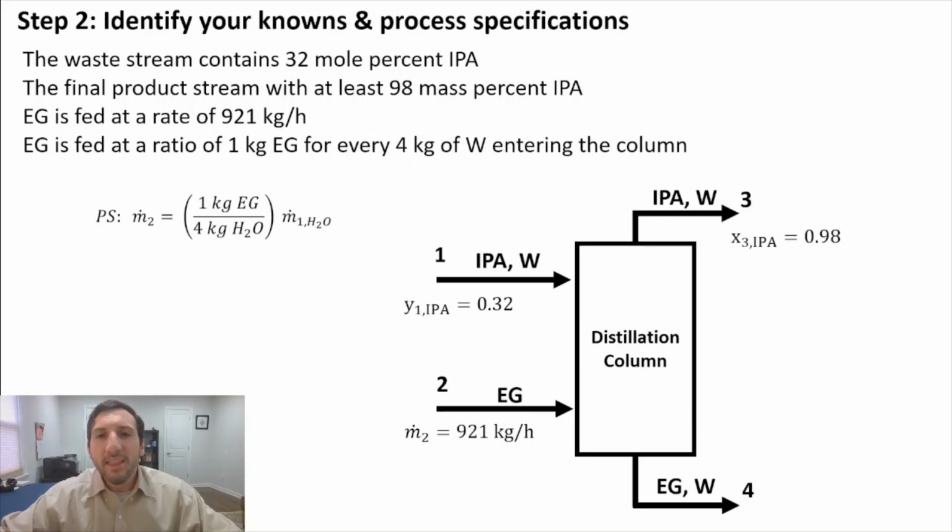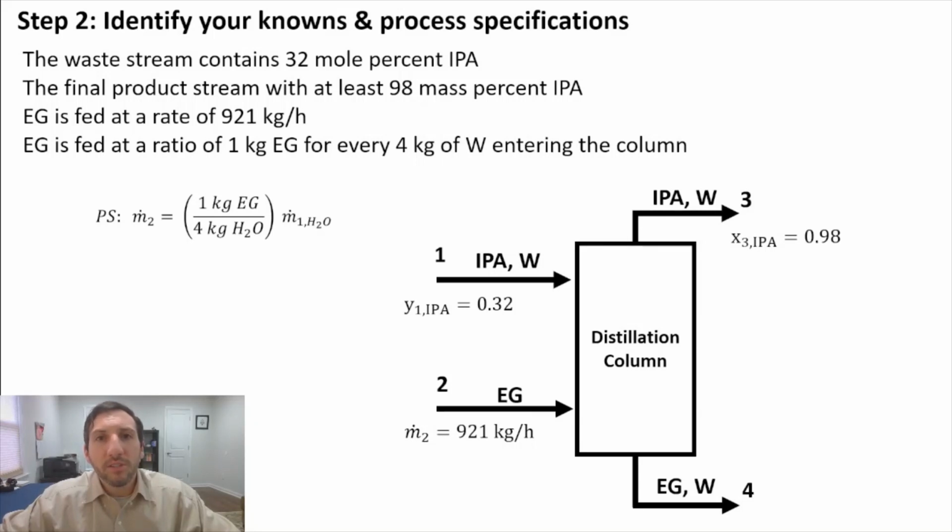Now, in this process specification, since I have a lot of information on the mass flow rate of stream 2, the ethylene glycol, most likely it'll be handy for me to just rearrange and move my conversion factor to the left-hand side so that I have a consolidated term with the conversion factor and the mass flow rate of ethylene glycol. And now I can obtain the mass flow rate of water later down the line when I'm trying to solve for my unknowns.